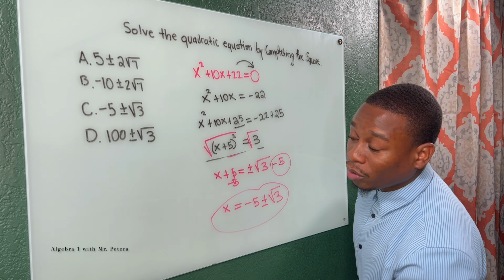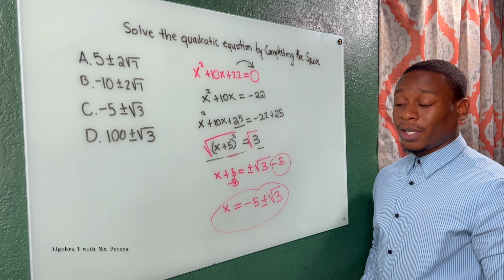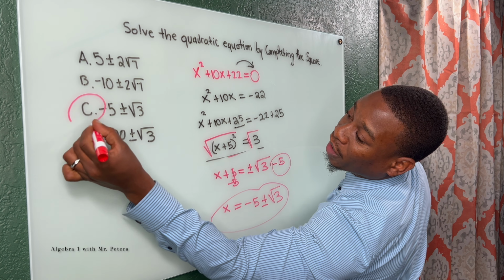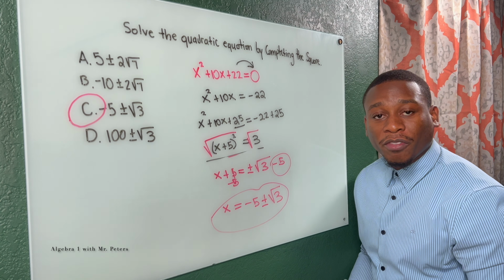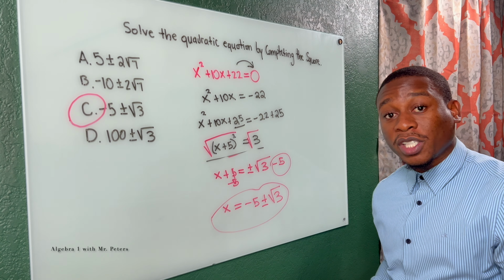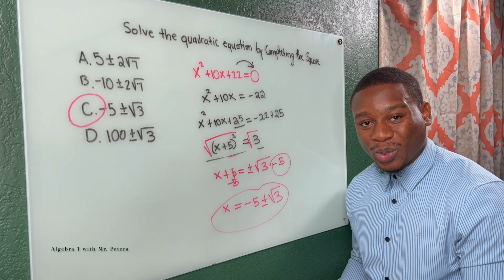So if you're on your EOC or your final exam using completing the square, our quadratic equation answers or roots would be this. And if they're talking about taking it from standard form to vertex form, you guys now know how to do that as well.